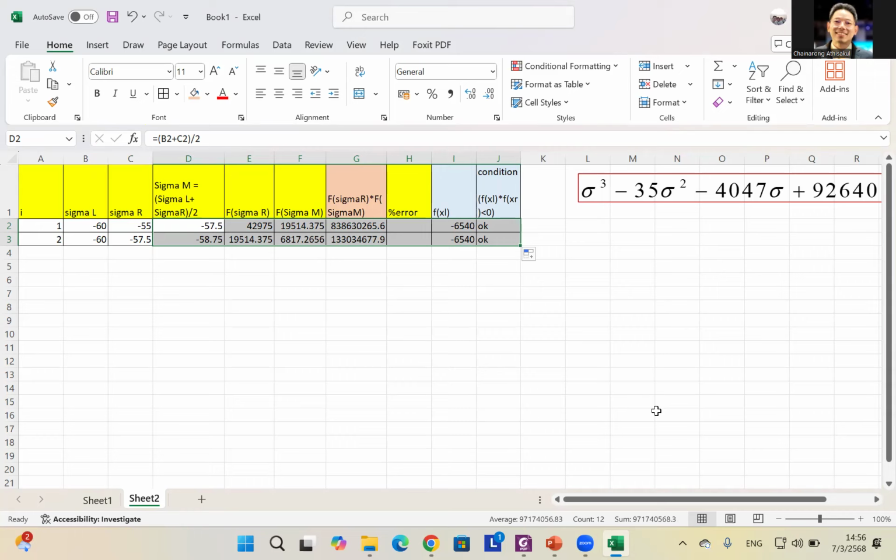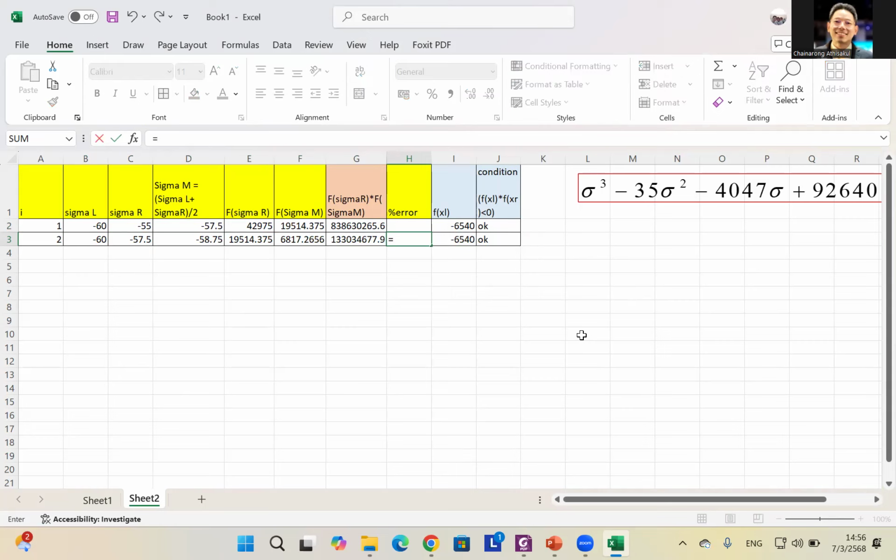Next, we will determine the percent error for each iteration. It is equal to the absolute value of this one minus this one, divided by the new updated value, right? And we would like to express it as a percent.